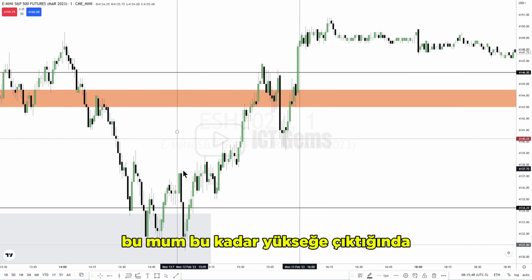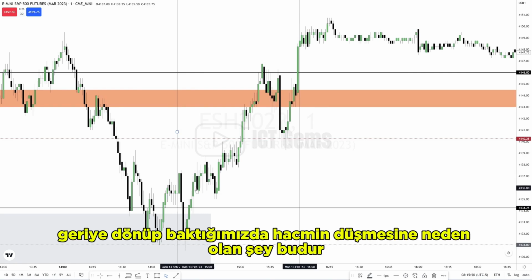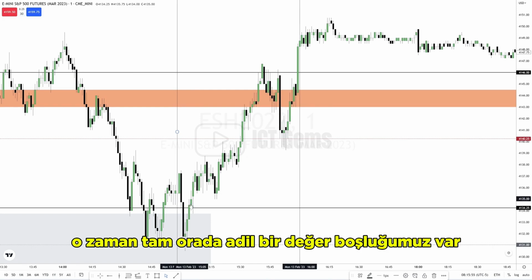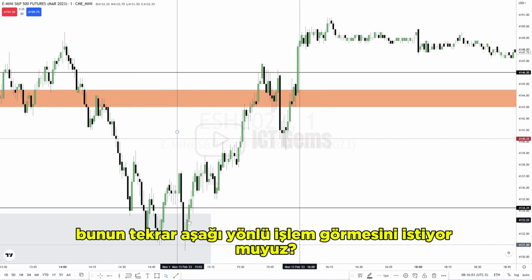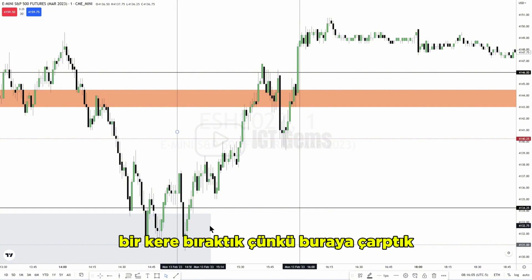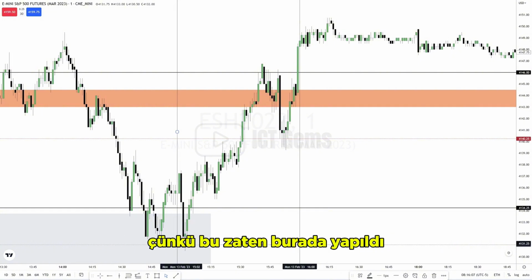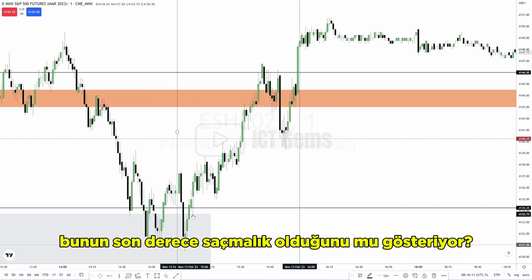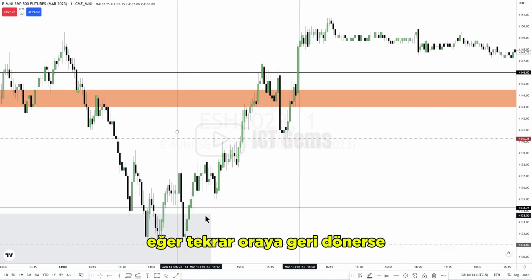When this candle pierced this high here, looking back, we have this, which is what? Volume imbalance. Then we have a fair value gap right there. Do we want to see it trade back down inside this fair value gap once it's left it? Because we hit this one here. Why would we want to see it come back down and touch it? Because it's already done so here. Would it indicate that it's extremely bullish if it went back down there again?